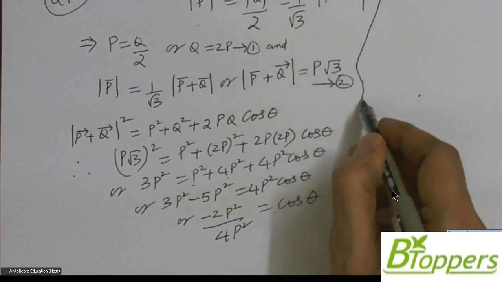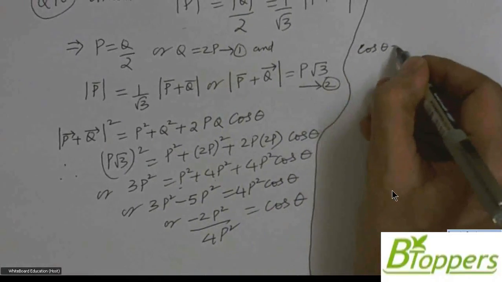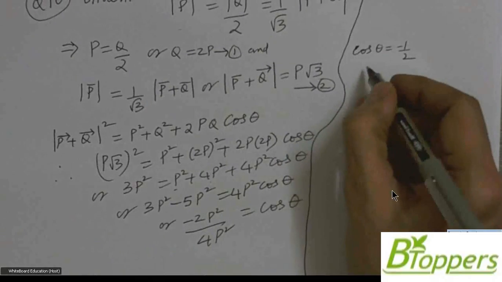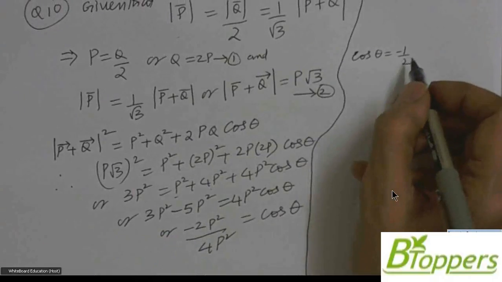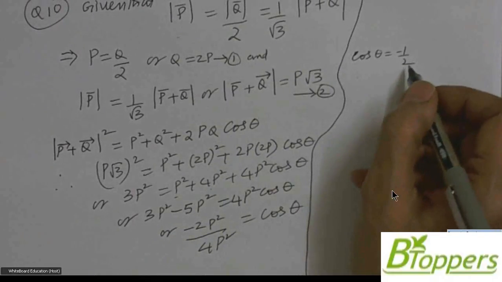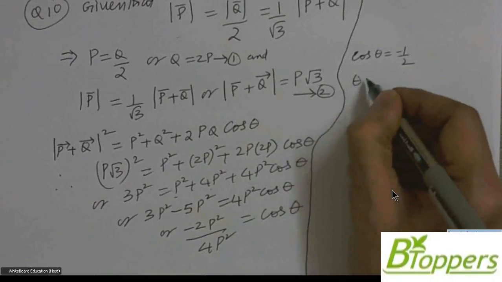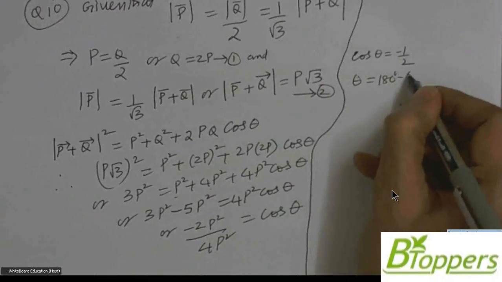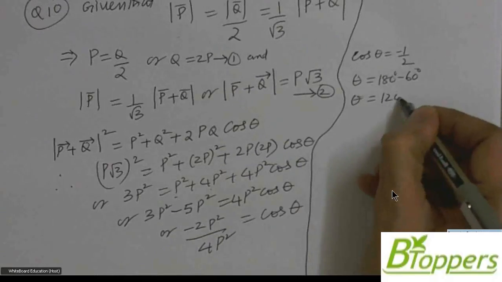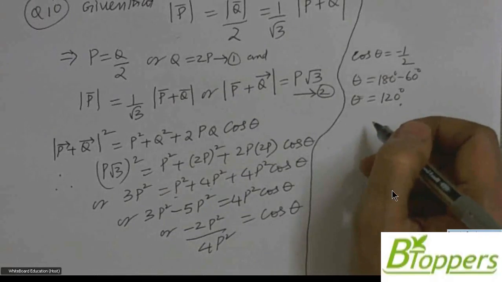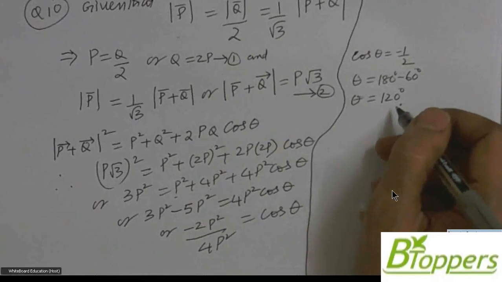Or you can write cos theta equal to minus 1 by 2. You know that cos 60 degrees is 1 by 2. But you have minus 1 by 2 here. That means theta equal to 180 degrees minus 60 degrees, or theta equal to 120 degrees. It means the angle between the vectors p bar and q bar is 120 degrees.